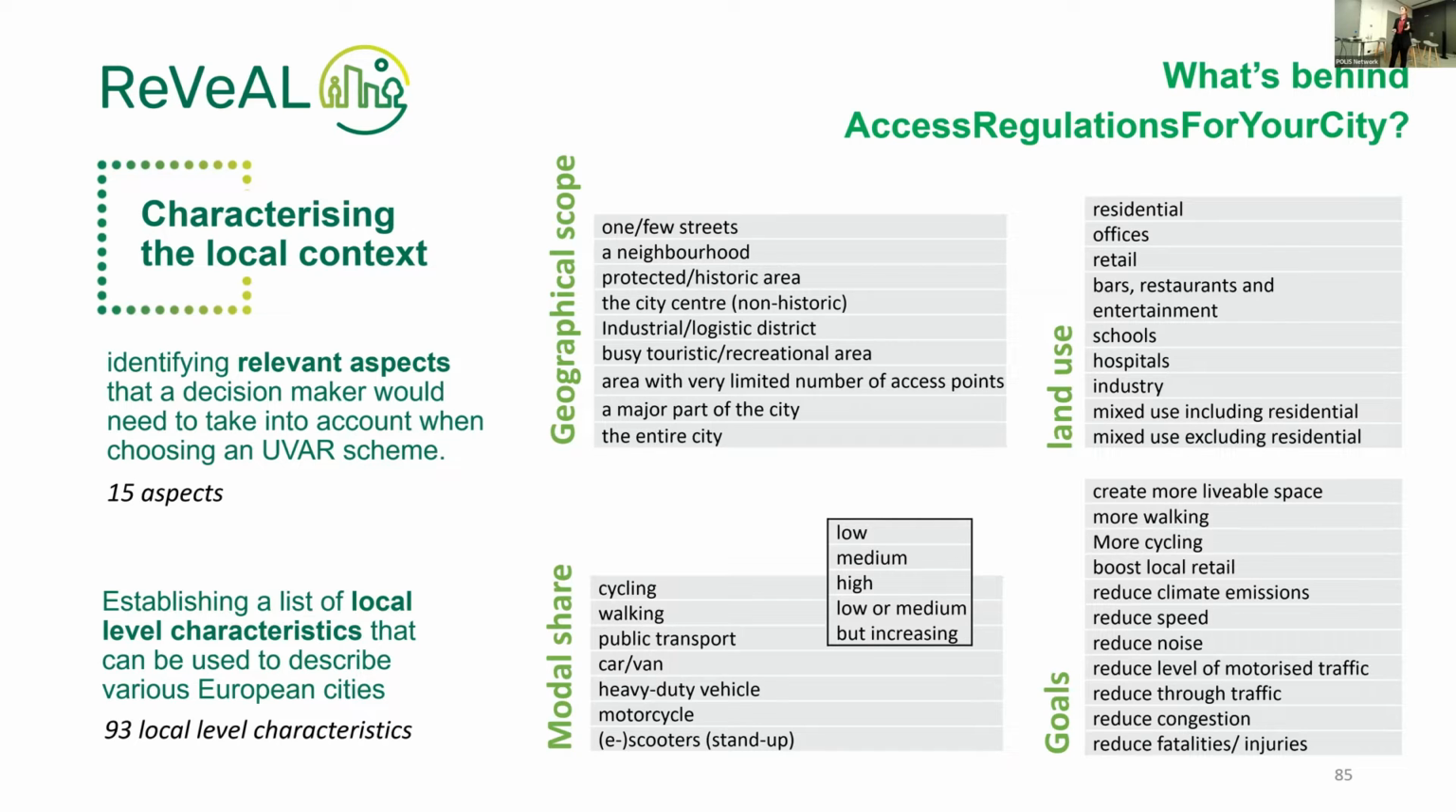For example, the geographical scope is one of the relevant aspects. When we choose a UVAR, we should be thinking already what's the size of the area we have to deal with. For example, it's different choosing a UVAR for just a specific street or a specific neighborhood than choosing a UVAR, like in the case of Jerusalem, for example, where we're choosing a UVAR for the major part of the city or the entire city. Another aspect could be the land use, which is different, choosing a UVAR in a place that you have mostly residents or mostly offices, or a place that you have mixed use, including or excluding residential.